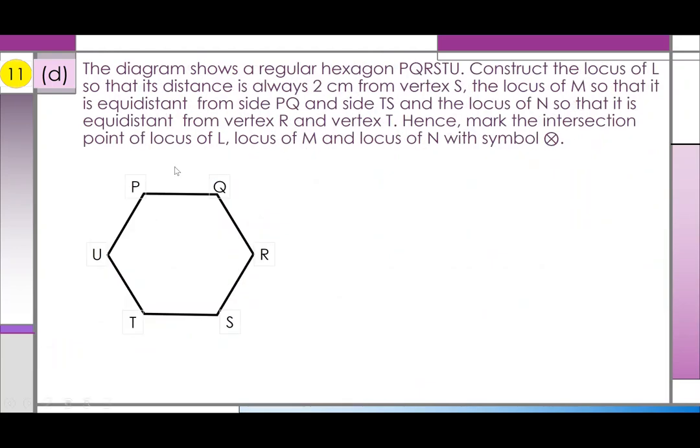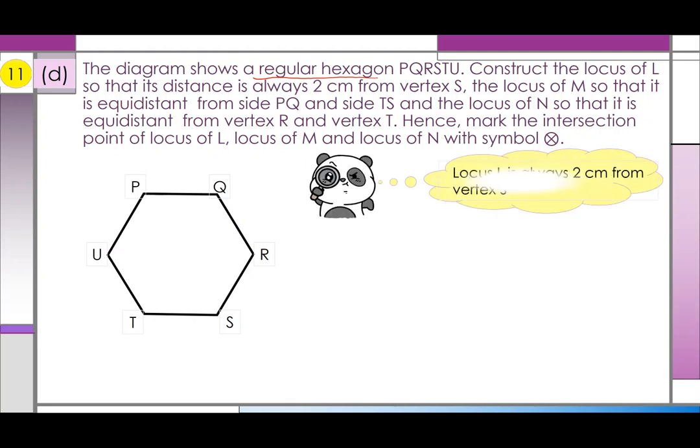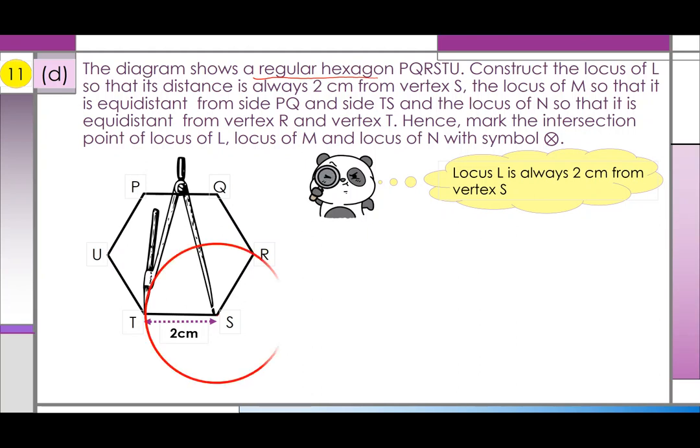Okay, question 11. The diagram shows a regular hexagon. Construct the locus L so that its distance is always 2 cm from vertex X. One point means a circle. So vertex X is here. I measure 2 cm, and then you draw a circle. This is locus L.